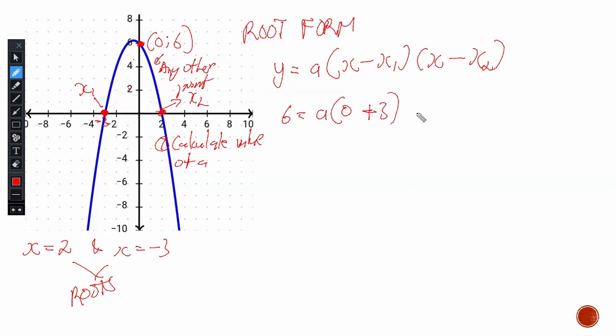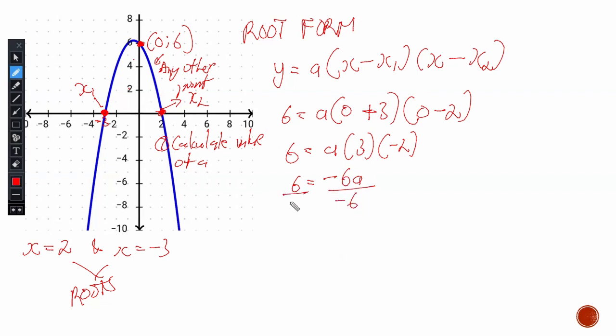Now you understand the drill. So this is 0 minus 2 from here. This is 6, and then we have 0 plus 3. That's just 3. 0 minus 2, that's -2. And then this is 6. 3 times -2, that's -6a. Divide both sides by -6. Then our a value will be -1. So we can say this time around our a value is negative.